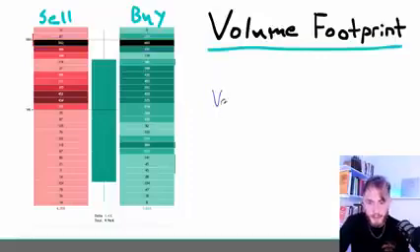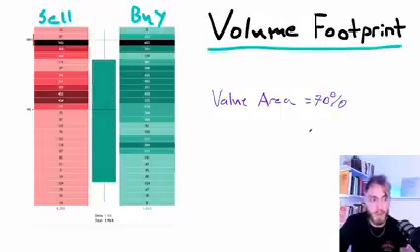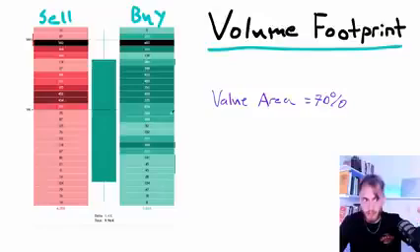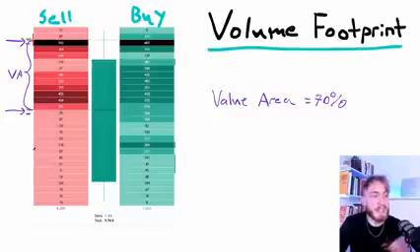Now, the next concept we need to learn about is the value area. Remember, the value area is where around 70% of the volume got traded. When you look at volume footprints, you will see two markers. It says value area high right here, or for short VAH, and value area low here, or for short VAL, and between these two lines is the value area, or for short VA.